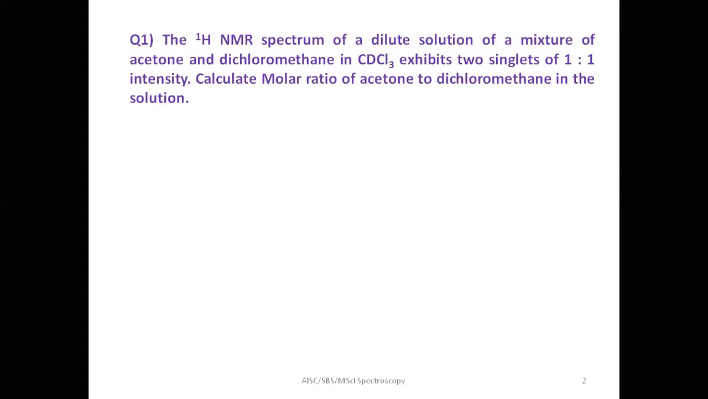So first you have to draw the structure and find out which types of proton and how many signals are present in your compound. So acetone, total number of hydrogen present in acetone: 6 hydrogens are present, and those 6 hydrogens are equivalent. So 6 hydrogens give one signal, whereas DCM has 2 hydrogens, and that is also showing intensity 1:1. So 6 hydrogen and 2 hydrogen both are showing 1:1 intensity in your mixture.